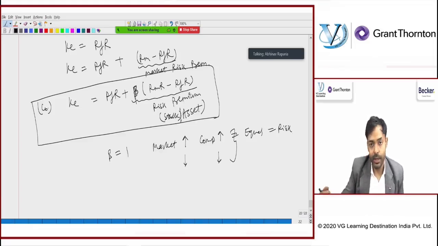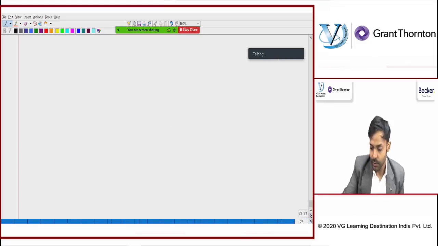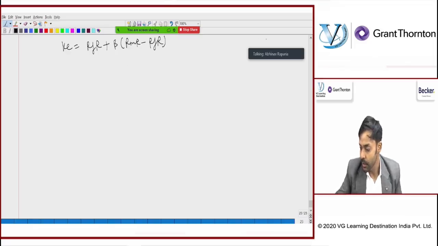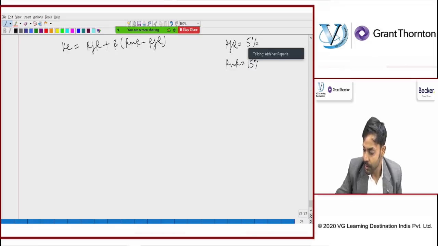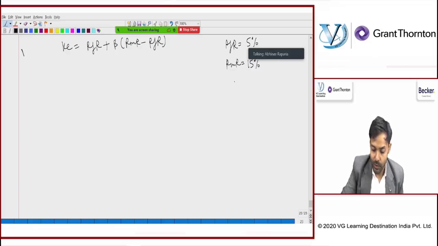Okay, let's do it with an example so that it will be much easier for you to understand. So cost of equity is equal to RFR plus beta times (RMR minus RFR). Let's assume RFR here is 5%, RMR is equal to 15%, and beta we keep on changing. So for example, we have assumed the beta is 1. So we are saying that it's an equal risk.